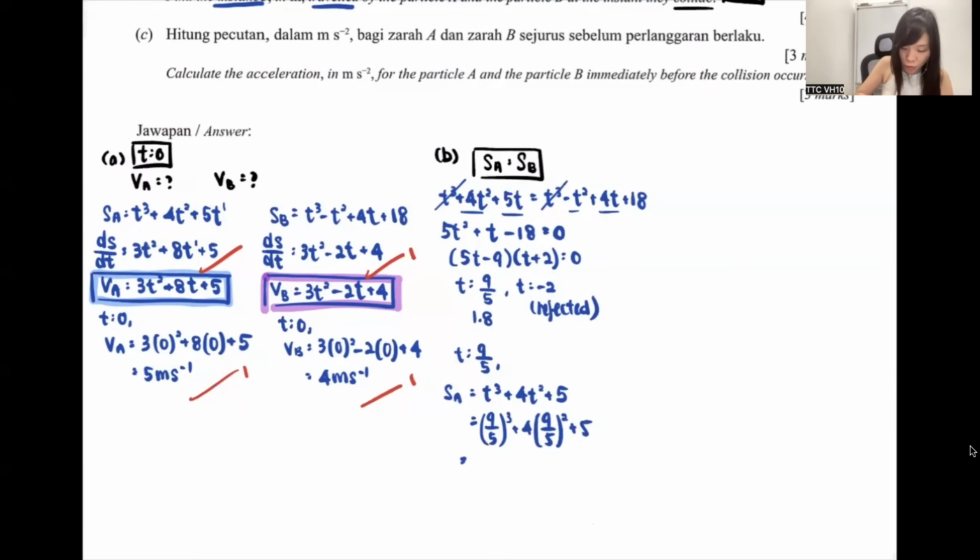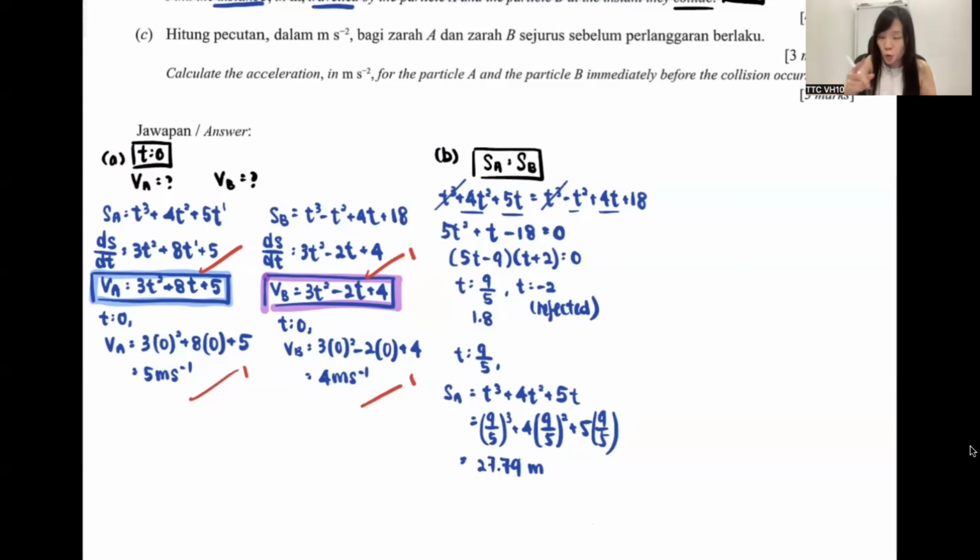So 9 over 5 cubed plus 4, 9 over 5 squared plus 5t. I guess getting 23.79. No need to write more decimals because you must write 4 significant figures or 2 decimal places, whichever is more detailed. 23.79 meters? Did I press wrongly? 9 over 5 cubed plus 4, 9 over 5 squared plus 5t. Legit I pressed wrongly. Oh, my dear. 27.79 meters. That's how much I travel.